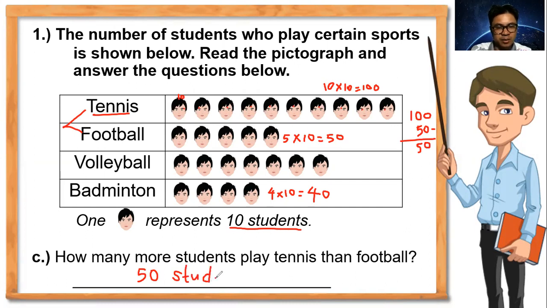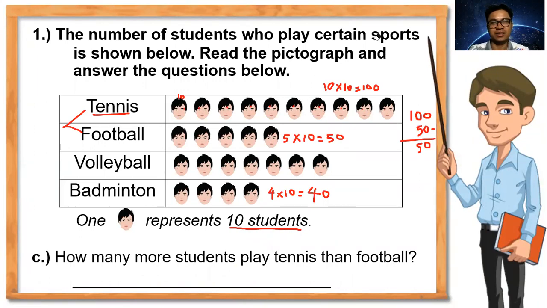Okay. How many more students play tennis than football? There are 50 students. Okay, 50 more students. All right, that's the answer. Okay, finished. All right, let's go to letter D.